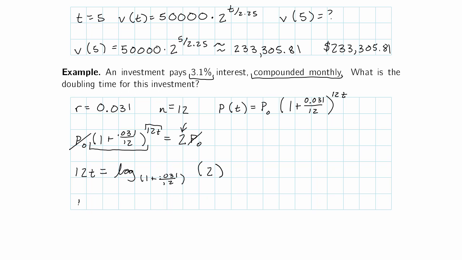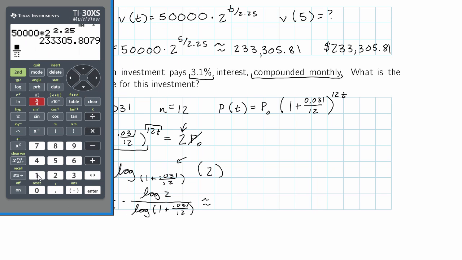Dividing both sides by 12, we get t is 1/12 times. Now I'm going to write this in terms of the common log. Log of 2 over log of this awful number, 1 plus 0.031 over 12. Let's throw that into the calculator, see what we get, and then we'll see what it makes sense to round it to.